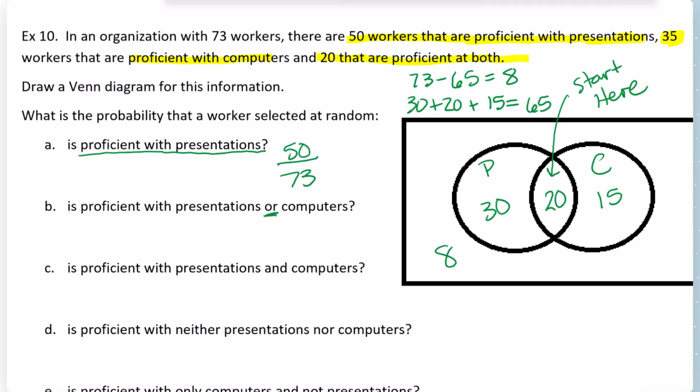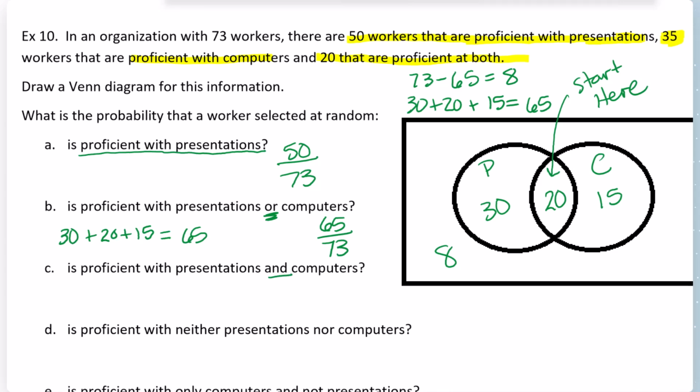Proficient with presentations or computers. So we have to bring up all of the proficient with presentations, that's 30 and 20, and the other 15 that are also proficient with computers. Picking all of those up, we get a total of 65 workers. And so the probability that they're proficient with presentations or computers is 65 out of the 73.